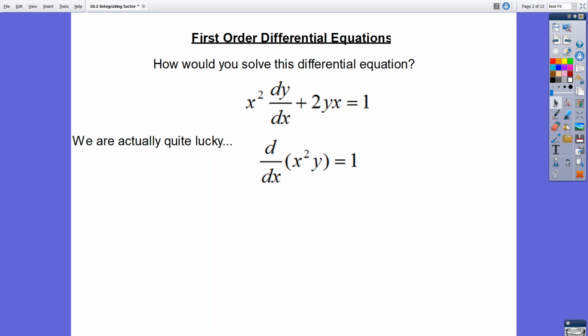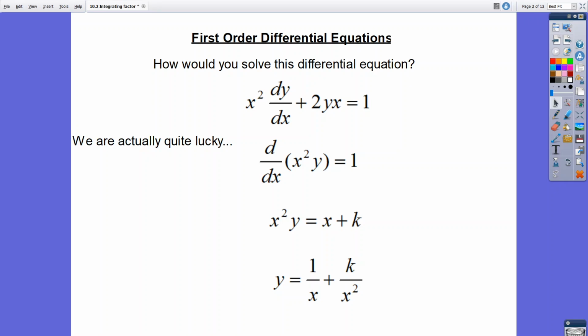Once we've done that, we can integrate the right-hand side. We get x plus a constant, must remember the constant, and so we can make y the subject of our equation nice and easily. We end up with two terms, one of which does not have the constant in it, and one of which does.